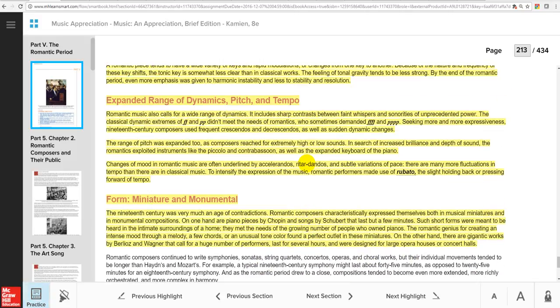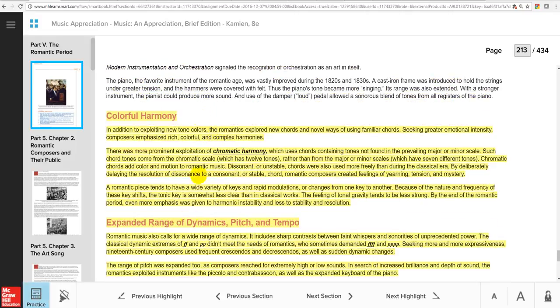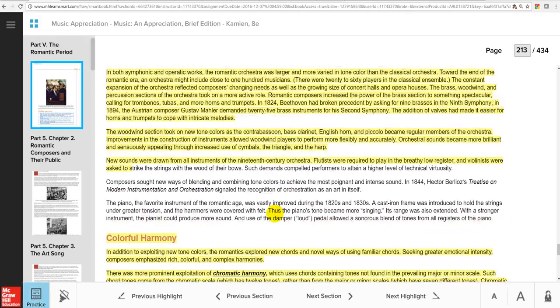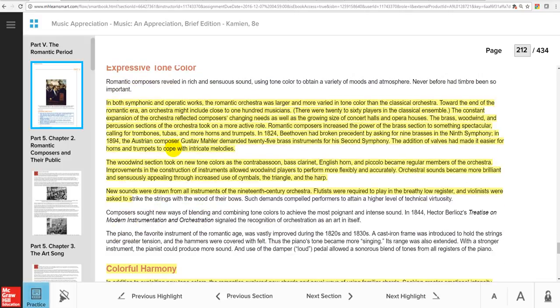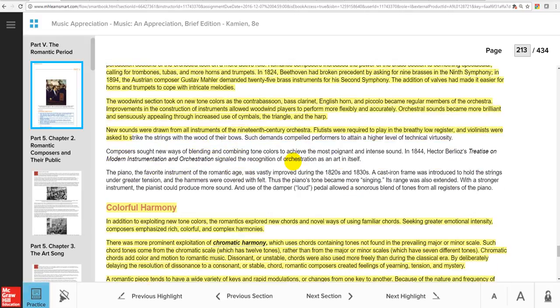Basically, it's technological improvements, increase in size and scope. All of this leads to not only an expanded range of dynamics, pitch, and tempo, but also can help contribute to very expressive tone colors because you now have more instruments to choose from. As you can see here, the woodwind section took on all these new sounds.